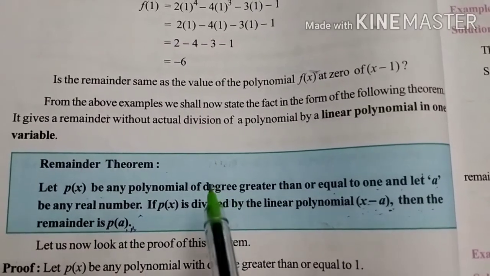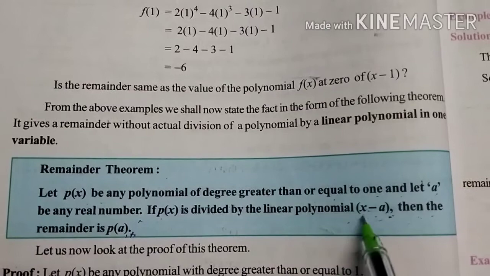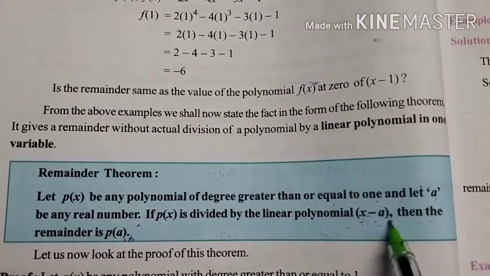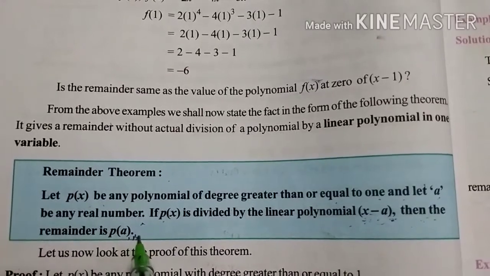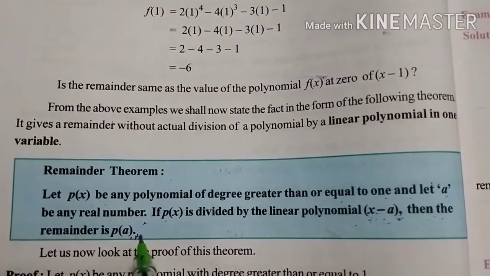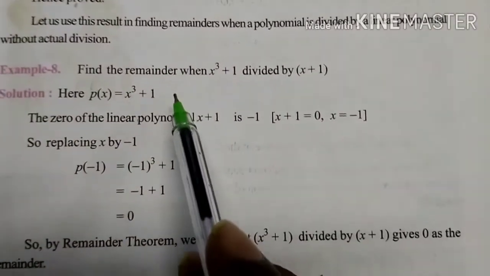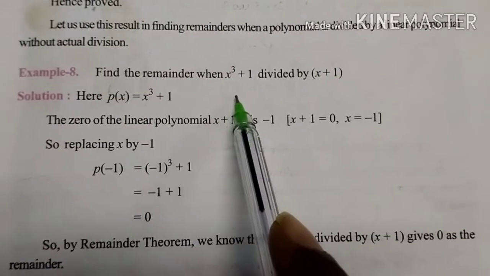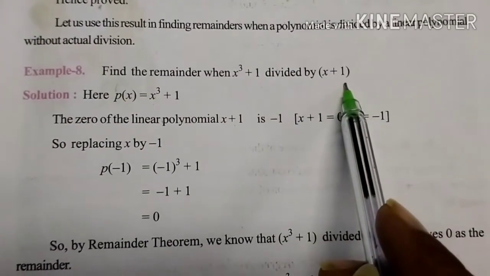Remember, so that you can recall: if p of x is divided by the linear polynomial x minus a, then the remainder is p of a. Now we will see example problems. Find the remainder when x cube plus 1 is divided by x plus 1.